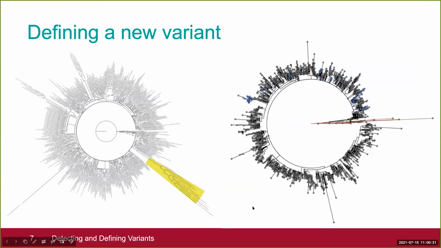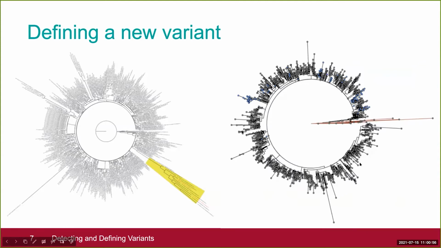So now getting into defining a new variant. We found our signal, we've reviewed the evidence, and we've decided that this is going into one of the three categories. So we might be monitoring it, it might be a VUI, or it might be a VOC. And in all three of those cases, we need a definition so that we can identify the cases as soon as we sequence them and they come through our processing.